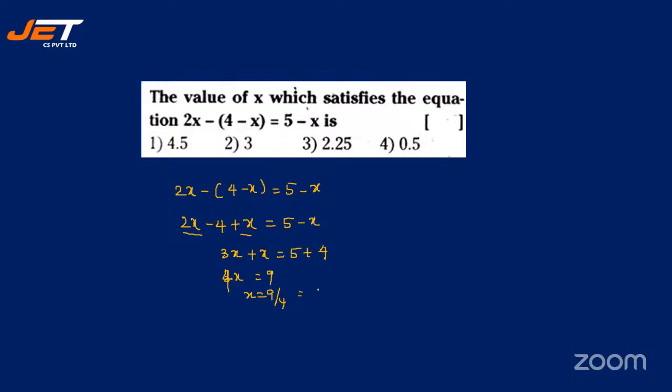So it is 4 2s are 8. 4x is equal to 9. It is 2.25. So your option 3 must be the correct one. Okay. Let's see. Yes, it is.